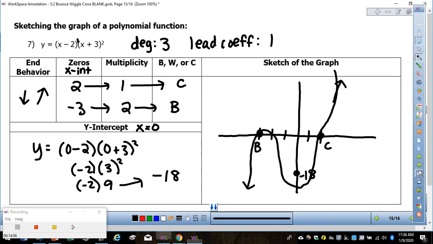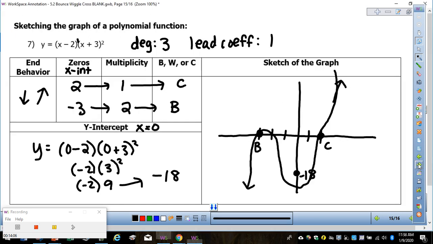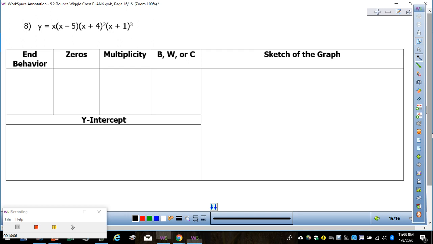Okay, let's try one more. Oh, hold on. Okay, see, this pen went backwards instead of forwards. Okay, so let's try this last one.